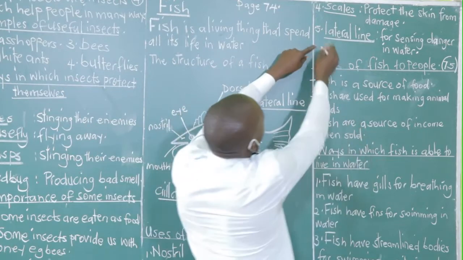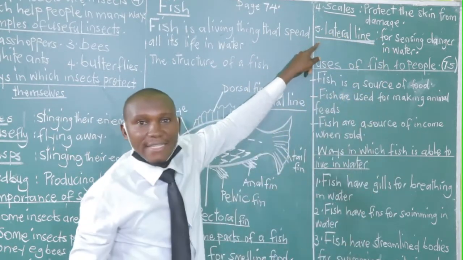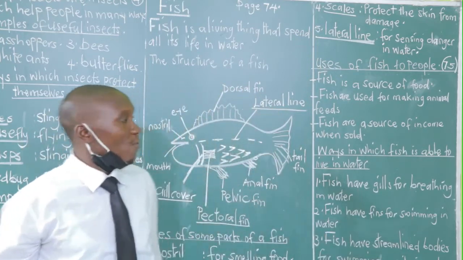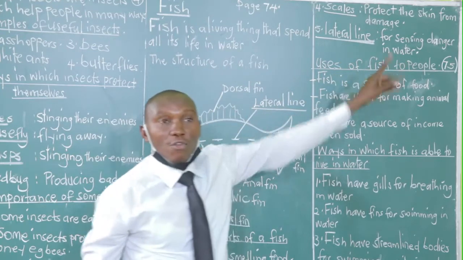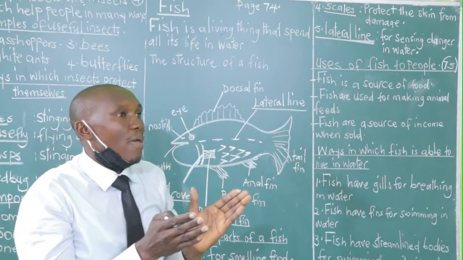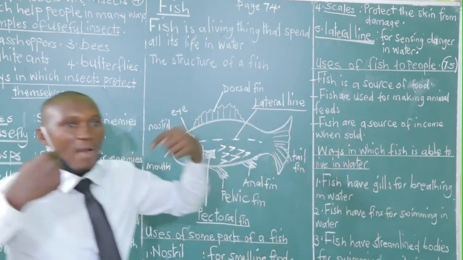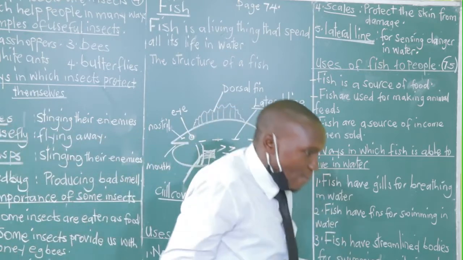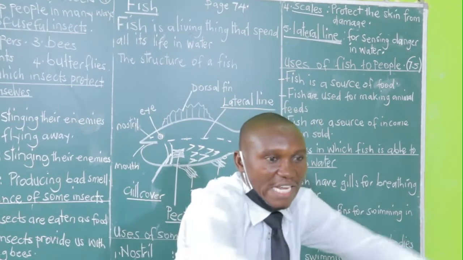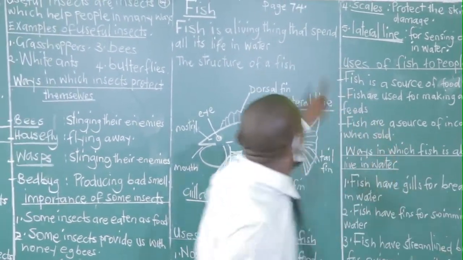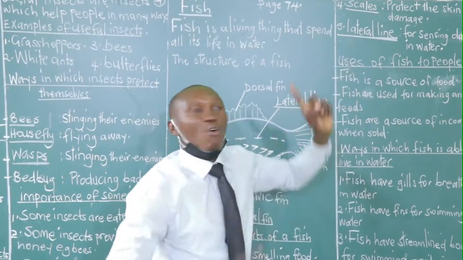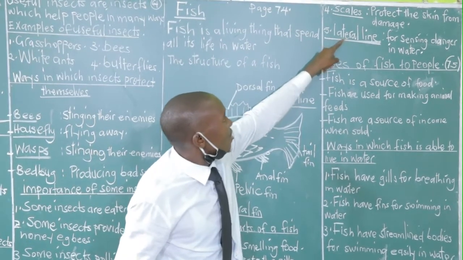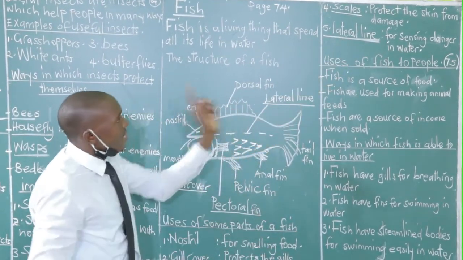Then from there, we move to the lateral line. This lateral line is used for sensing danger in water. You know, fish also have enemies. Others are on land, which means if you step in water, mere stepping in water, the fish around that area will sense that there is something going on using this lateral line. Therefore, the fish will take off because it will have sensed that there is danger in water. Therefore, this part is the one that senses danger in water.